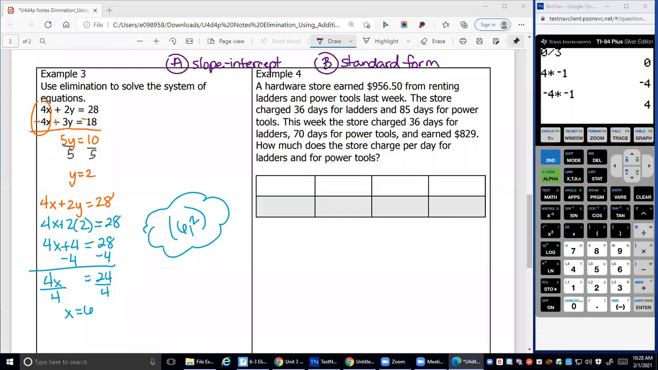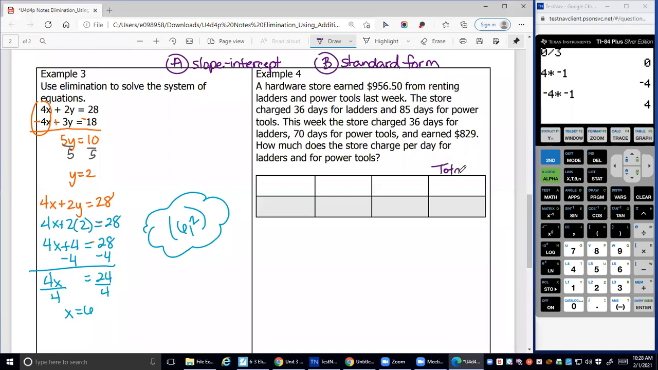So again, standard form is exactly it, because when we look at these numbers, usually in standard form there's going to be some totals in there, right? And then we have 36 days for ladders, 85 days for power tools. Both of those are per day. This one's changing, this one's changing. So this lends itself nicely to standard form, kind of what we discussed on Friday. So here I always have total.